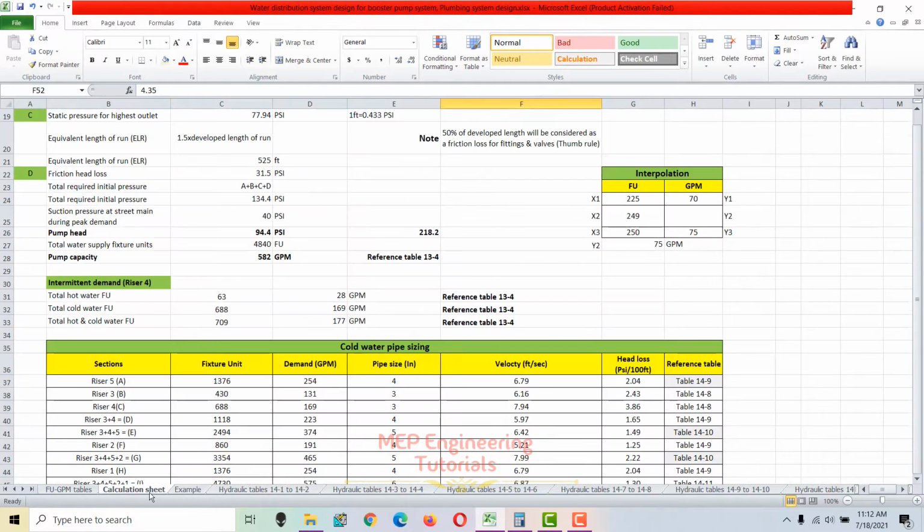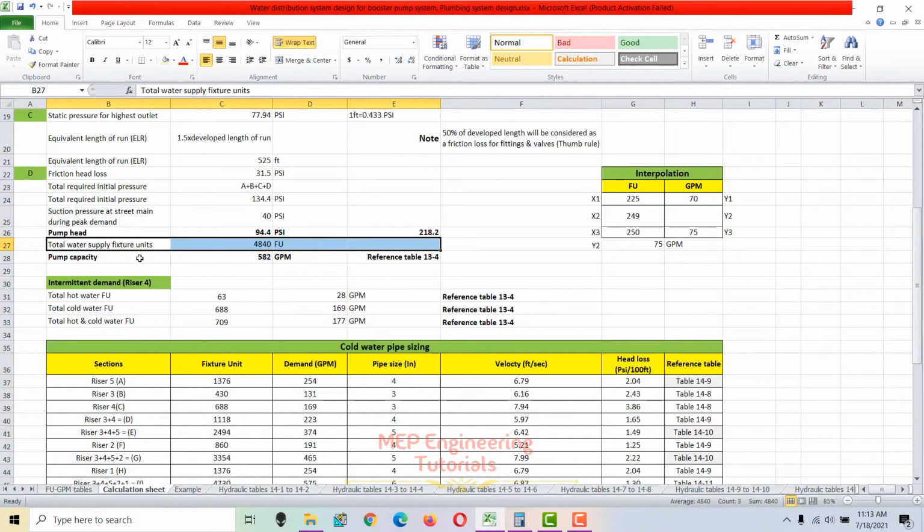So let's go to the calculation sheet. We calculated the total water supply fixture units are 4840. We already know the demand at this point is 582 GPM. Let's get the pipe size for this demand.